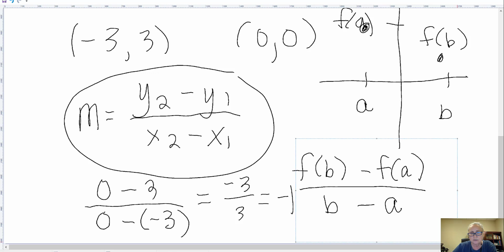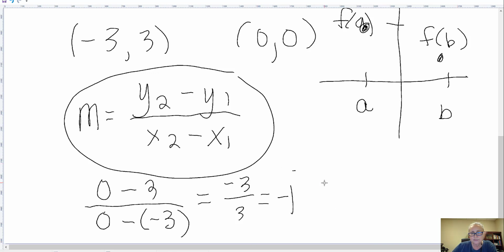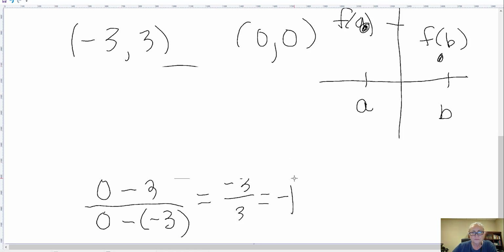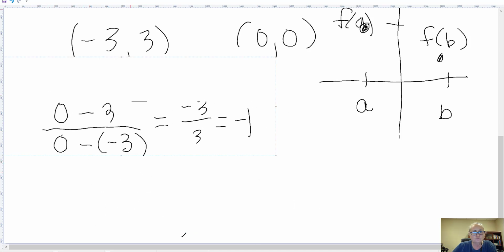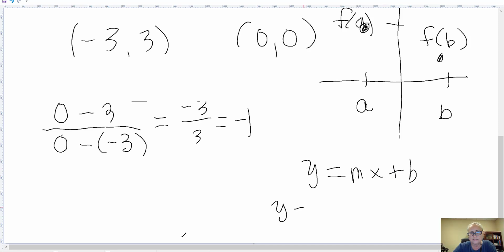Okay, I found my slope, and now I need to write the equation of the line. Now there are two ways to do that, and you can use either of the formulas. I'm going to move my slope up here. The two formulas are y equals mx plus b, or y minus y sub 1 is m times x minus x sub 1.